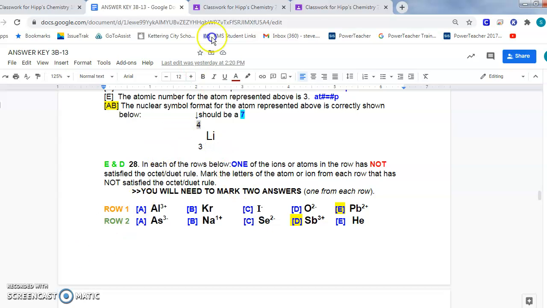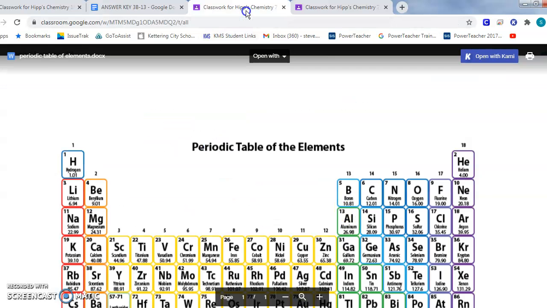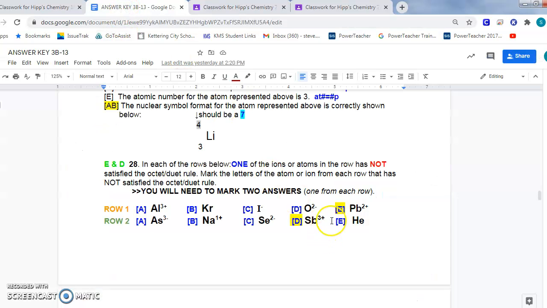Selenium 2 minus would also take care of it. Selenium 2 minus, 1, 2. That would do it. It would end up with 36. What about helium? Well, helium we know is a noble gas. It's going to be stable.